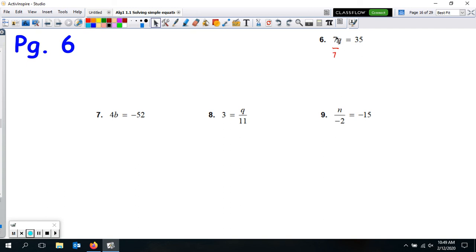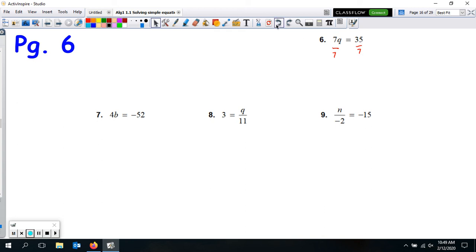What happens here is these two 7s can cross cancel each other. They would become 1. Any number over itself is equal to 1. So now this becomes a 1q, which is essentially what we would want. We want 1 to be our number in front. So if I have a 1 in front of our letter, we're never going to actually see the 1. It'll just have the letter only. So now I'm going to do this to both sides, right? Because it's a property of equality. So I'm dividing this side by 7. I'm going to divide this other side by 7. 35 divided by 7 now.